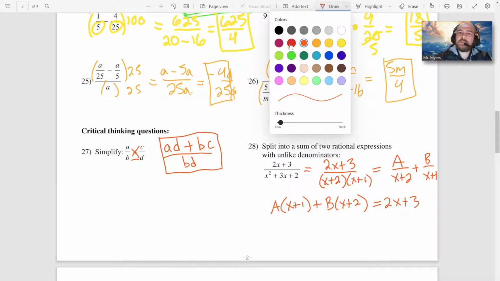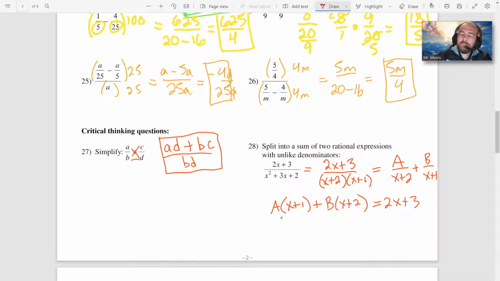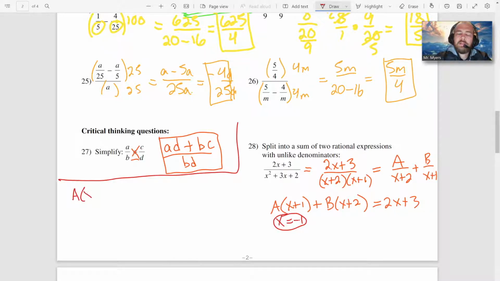So here's what I'm going to do. I'm going to start splitting up the colors. We're going to use red, and we're going to say, okay, what if we make x equal to -1? What if we did that? What would that look like? Well, if we made x equal to -1, and I'm going to come over here actually, so I have some extra space, it would be a, and then x is -1 now, so it would be -1 plus 1 plus b, -1 plus 2 equals 2, -1 plus 3.